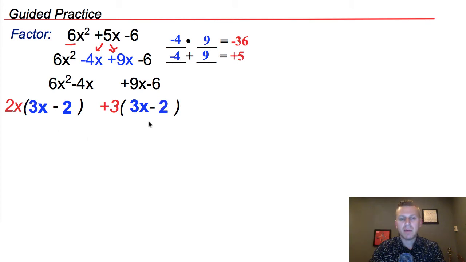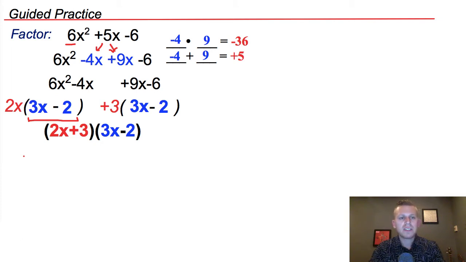I can see that the binomials match. I'll factor out the shared binomial. 2x plus 3 will become one of my binomials, and 3x minus 2 is the other one, leaving this in factored form as 2x plus 3 times 3x minus 2.